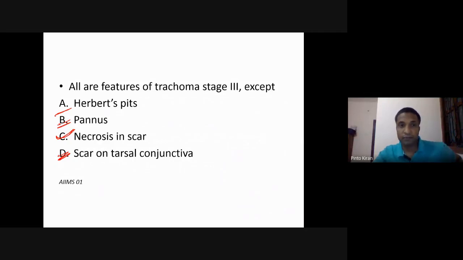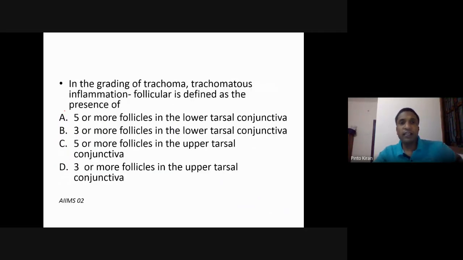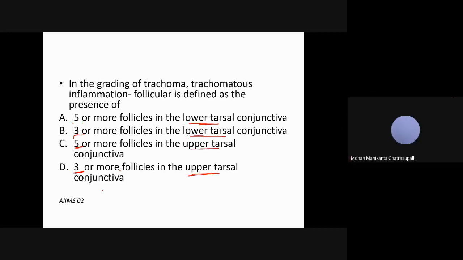AIIMS 2001 question paper. In the grading of trachoma, trachomatous inflammation, follicular is defined as the presence of 5 or more follicles in the lower tarsal conjunctiva. Then you have 3 or more follicles in the lower tarsal conjunctiva, 5 or more follicles in the upper tarsal conjunctiva. Then you have 3 or more follicles in the upper tarsal conjunctiva. So what is the answer? C.